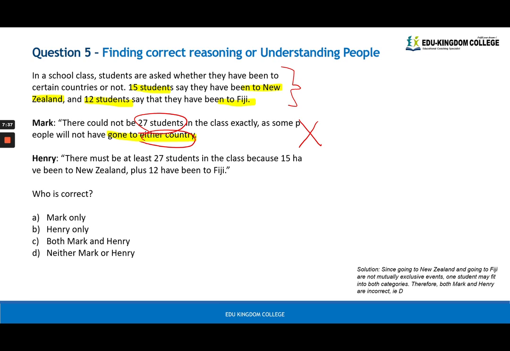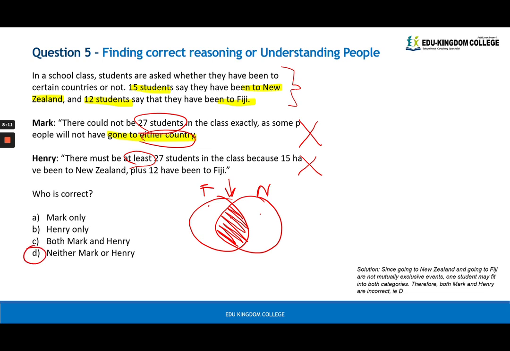Henry says there must be at least 27 students in the class because 15 have been to New Zealand plus 12 have been to Fiji. This is incorrect because some people could have been to both. It is a Venn diagram, okay? There are 27 in all 3 circles, but remember this is a shared bit of Fiji and New Zealand. Some people may be here, so there may be less than 27 students. What we call these are non-mutually exclusive events. Just because you do one thing doesn't mean you can't do the other. Who is correct? The answer is D, neither.